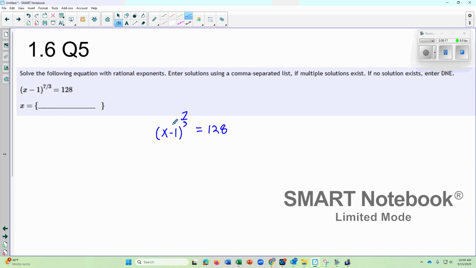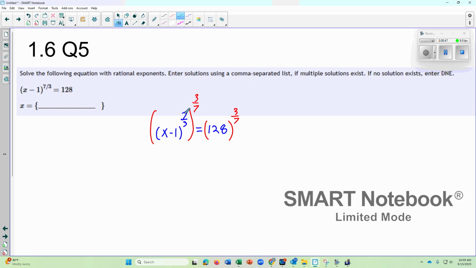So once again, you could take this in pieces. Like I could start by raising both sides to the power of 3 and then taking the 7th root of both sides. But if I were to do that, raising this to the power of 3 is going to make that a pretty big number. I mean, it's fine, you can use a calculator. But the easiest thing to do is to raise both sides to the reciprocal of the power, which would be 3 over 7. So we'll go ahead and do that.